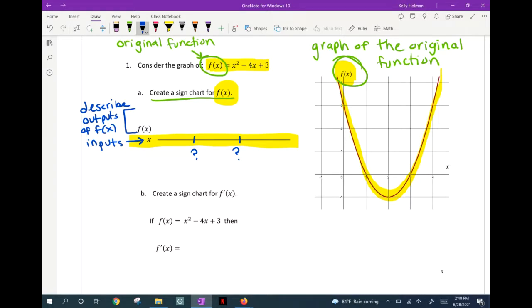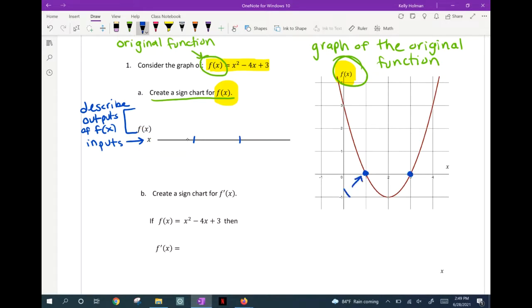The partition numbers are where the function either equals 0 or is undefined, just like we did on the previous sign charts. Remember, the partition numbers are like a gateway between positives and negatives. To go from a positive output to a negative output, you have to cross through 0. So that's what we're going to do here. We care about these two points.